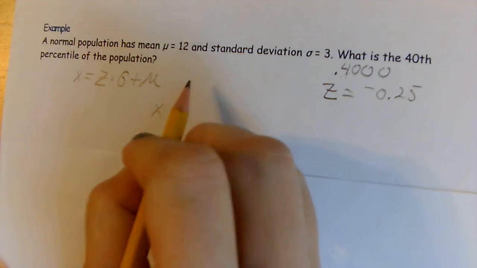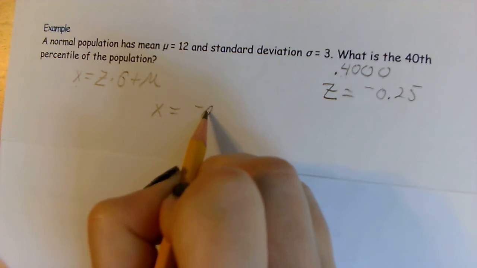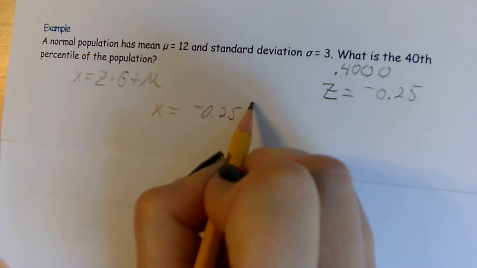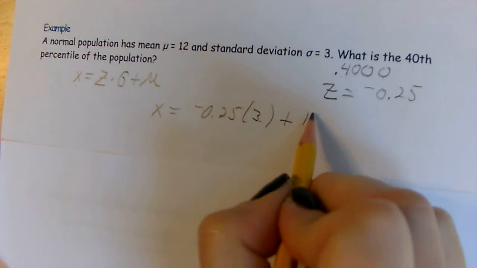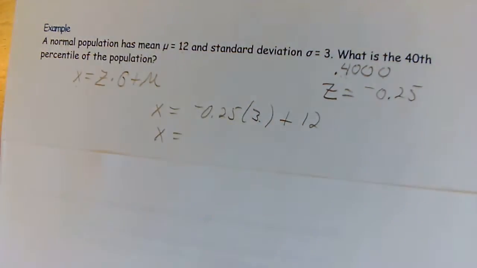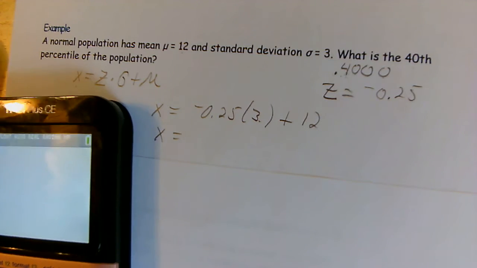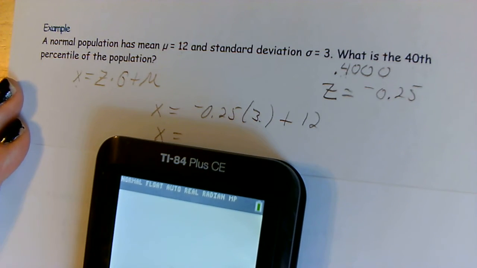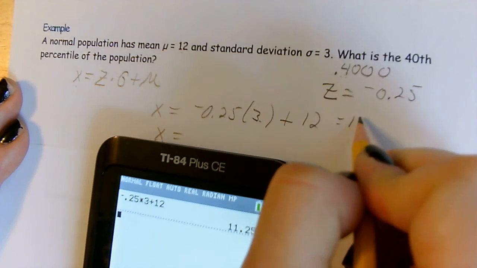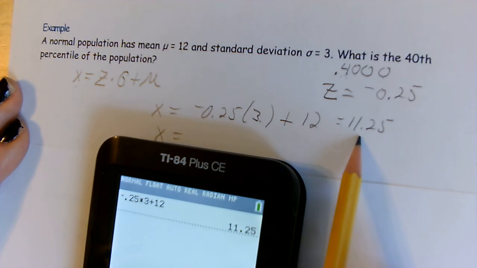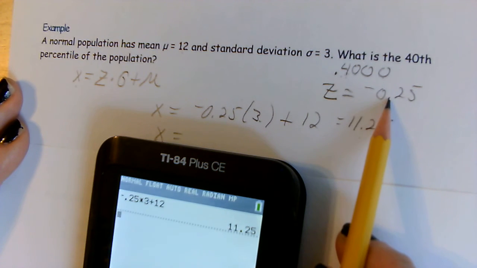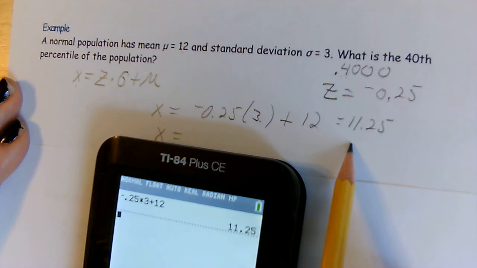But what is the x value for this normal distribution that goes with that? Standard deviation of 3, and I'm going to add it to the mean. Negative 0.25 times 3 plus 12. So at 11.25, we're 40% of the way, or 0.25 standard deviations below the mean for this normal distribution.